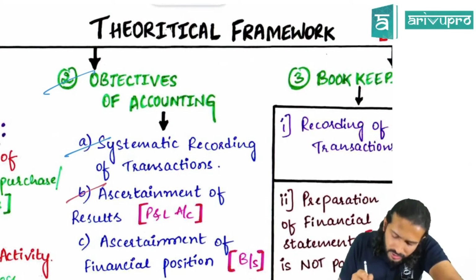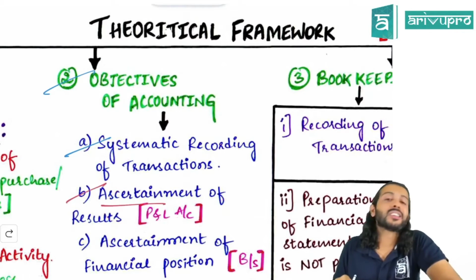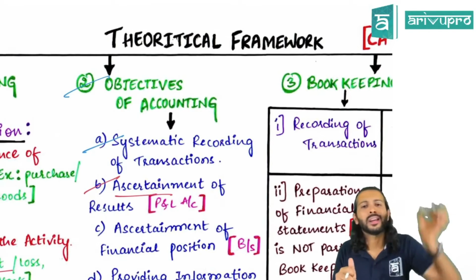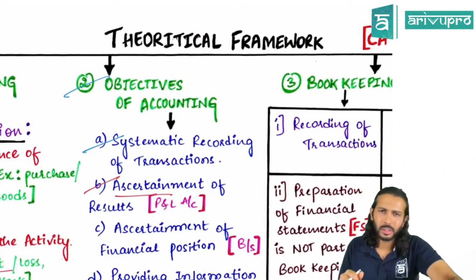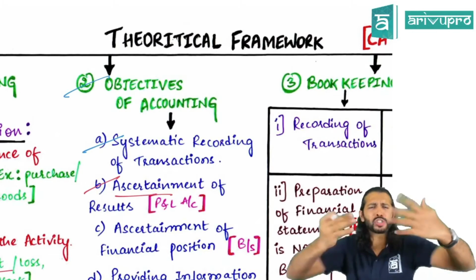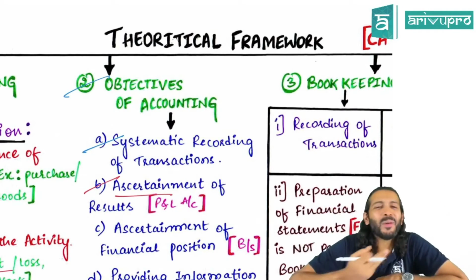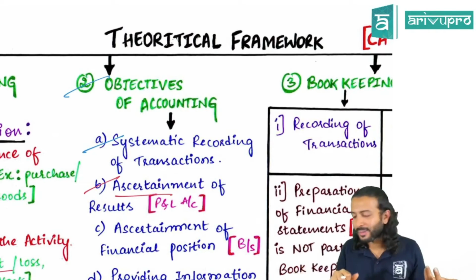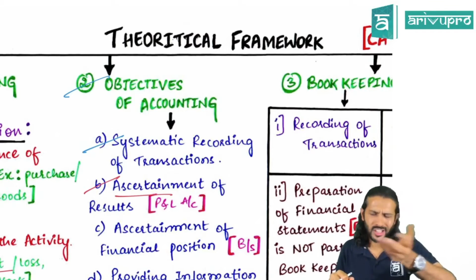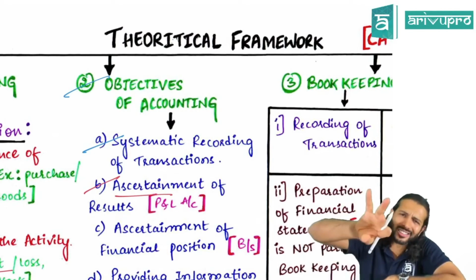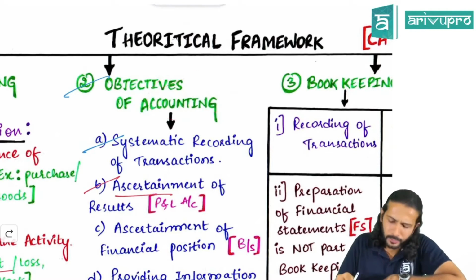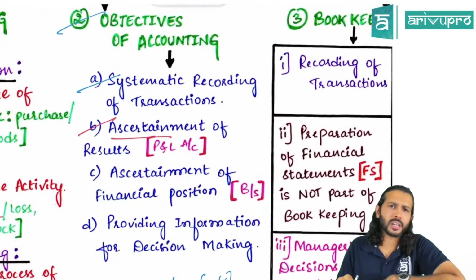Okay. Second one is ascertainment of results. Meaning, by doing accounting, you will get to know whether you made a profit or a loss. Because everyone is doing business for what? Why am I doing all this? To know ultimately whether I made a profit by doing this or I made a loss. So basically you will know the result of that business, meaning profit or loss, by doing something known as accounting. That is the second objective.